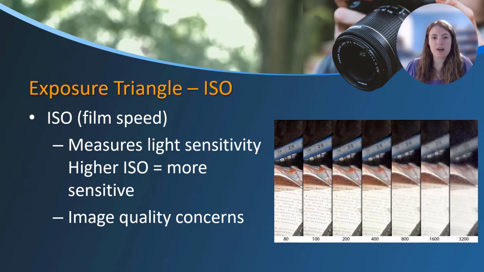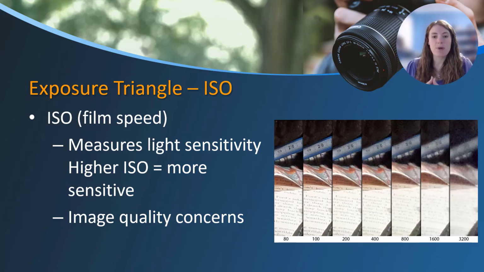Smaller numbers, smaller ISOs, mean that the film is not very sensitive, and it will require more light to achieve the same exposure. Higher ISO films are therefore more sensitive to light and require less light to achieve a good exposure. The problem is that ISO for both film and digital cameras affects the image quality. In order to make the traditional film more sensitive to light, the filmmakers used larger crystals to capture the light, and these larger crystals created a grainy quality to the photograph because it wasn't as detailed.